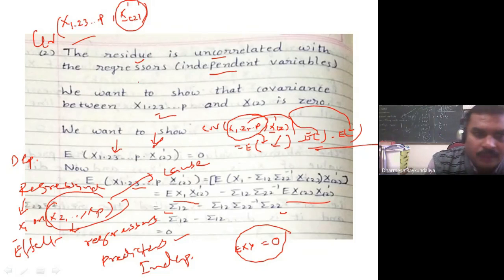So the second property that we have shown is that the residuals are uncorrelated with the regressors. That means they are independent of each other.